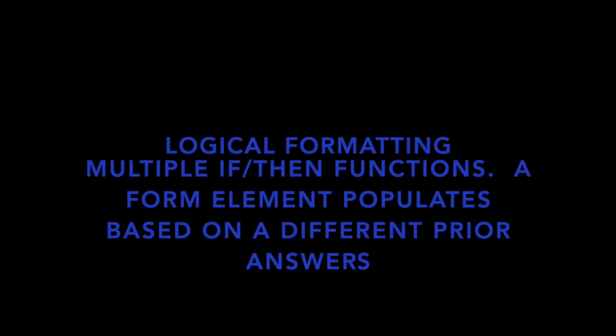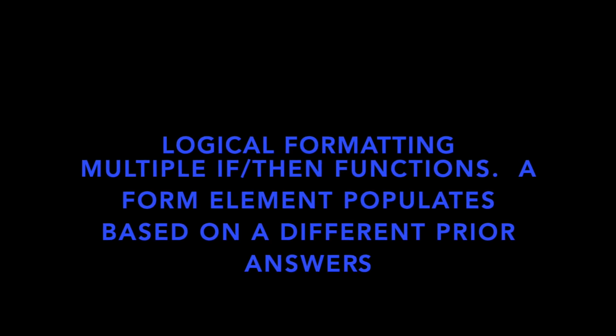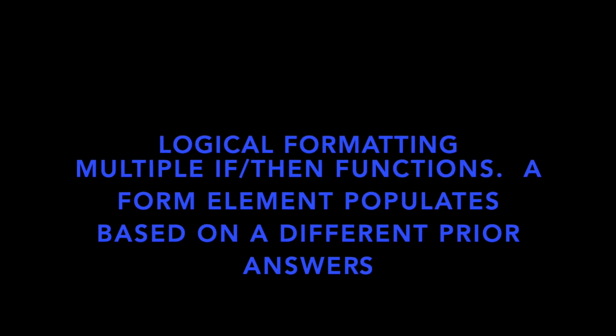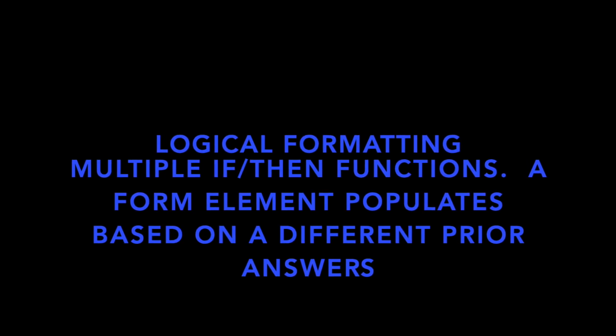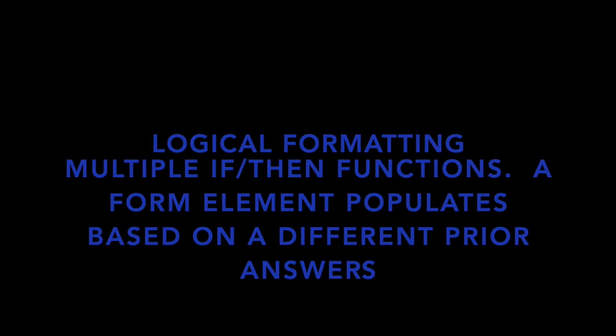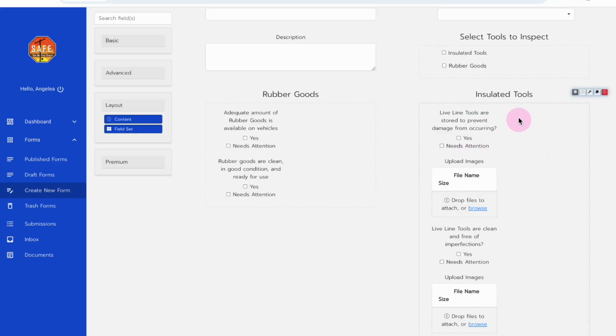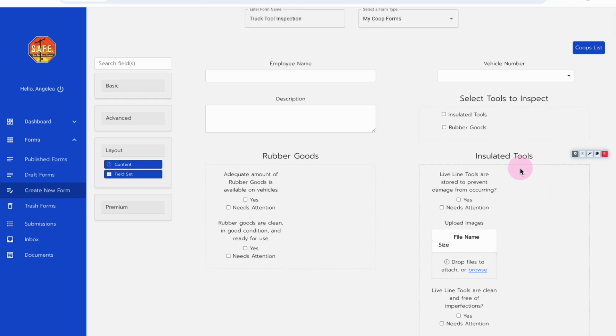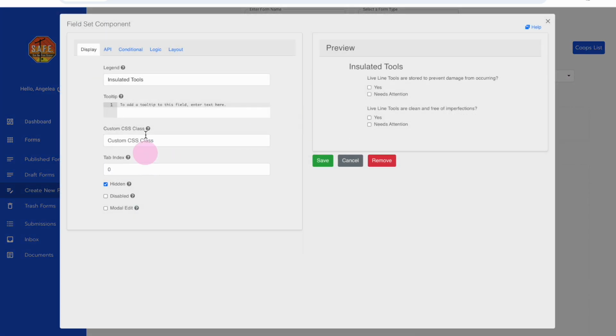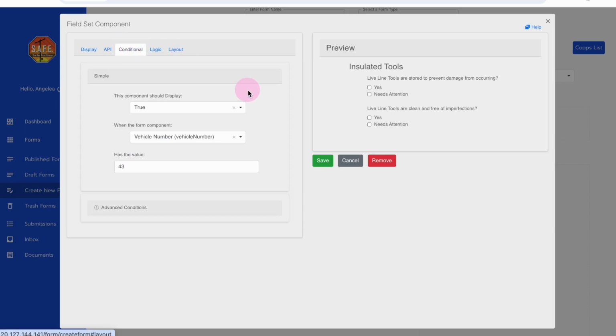So moving on to logical formatting. Logical formatting is a multiple if-then function. So a form element would populate based on different prior answers. To demonstrate that, we can use our insulated field set tool, and instead of it populating based off one answer, perhaps we want it to populate based on two answers. So we currently have it all set up for a conditional format. We can clear that information out.